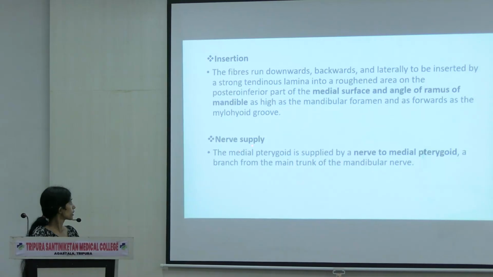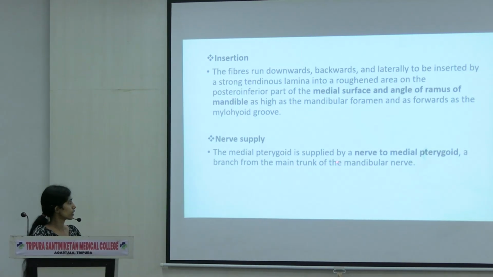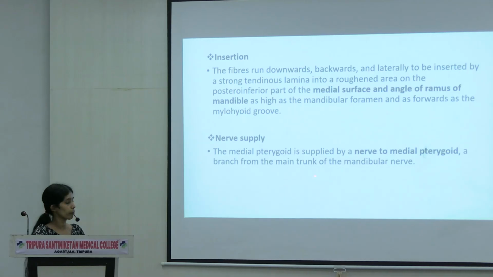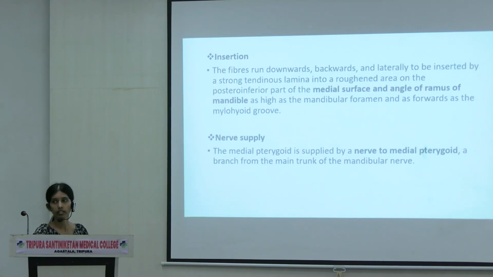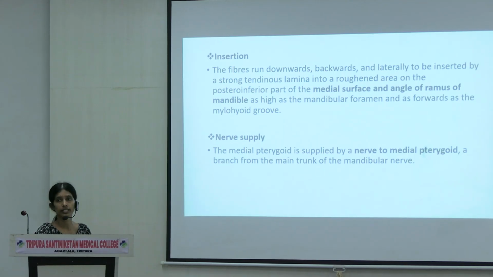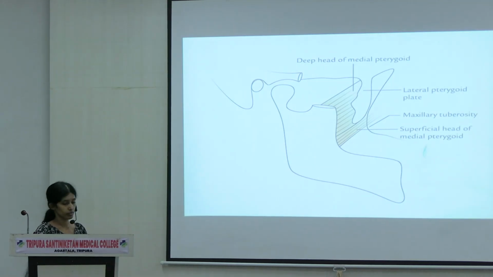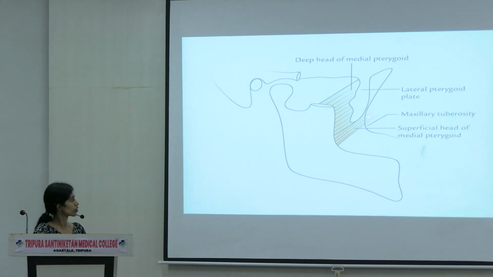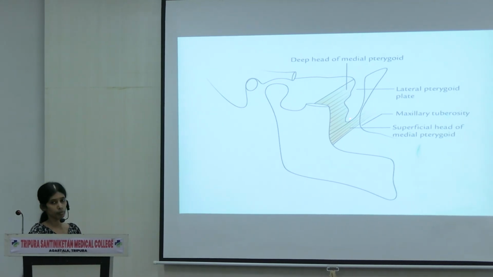Then nerve supply: the medial pterygoid is supplied by the nerve to medial pterygoid, a branch from the main trunk of the mandibular nerve. Remember this, nerve to medial pterygoid is a direct branch from the mandibular nerve. You can see here, this is your medial pterygoid muscle, this is the superficial head and this is the deep head.